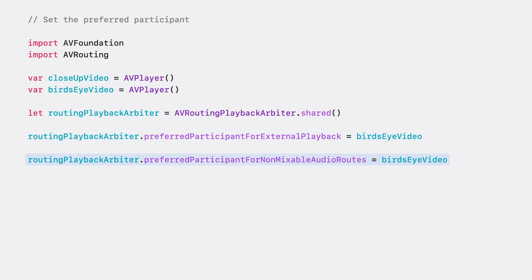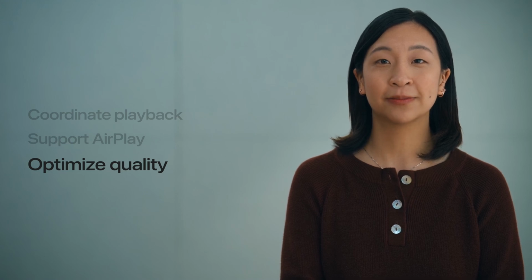And I want to hear its audio if I route to a HomePod, so I also set it as the preferred participant for non-mixable audio routes. In this example, I've chosen the same player for both properties, but this can be set to be different players. Through the AV routing playback arbiter, ensure a seamless integration of AirPlay and other external audio and video playback experiences in your multi-view app. Next, I'll tell you how to manage the quality of these streams.